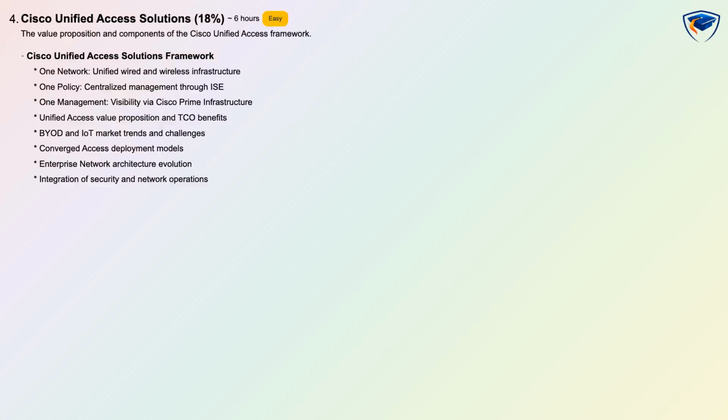The Cisco Unified Access Solutions domain, carrying 18% of the total weight, focuses on the value proposition and components of the Cisco Unified Access Framework. This domain is further divided into topics such as Cisco Unified Access Solutions Framework, which includes One Network, Unified Wired and Wireless Infrastructure, One Policy, Centralized Management through ISE, and more.